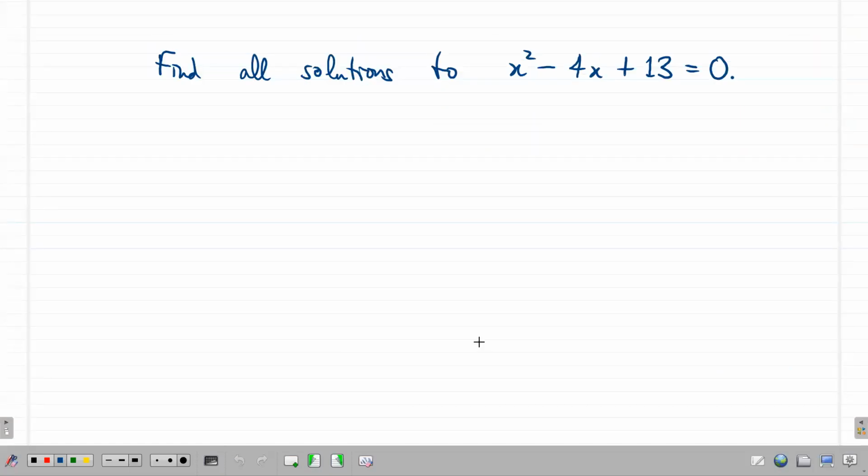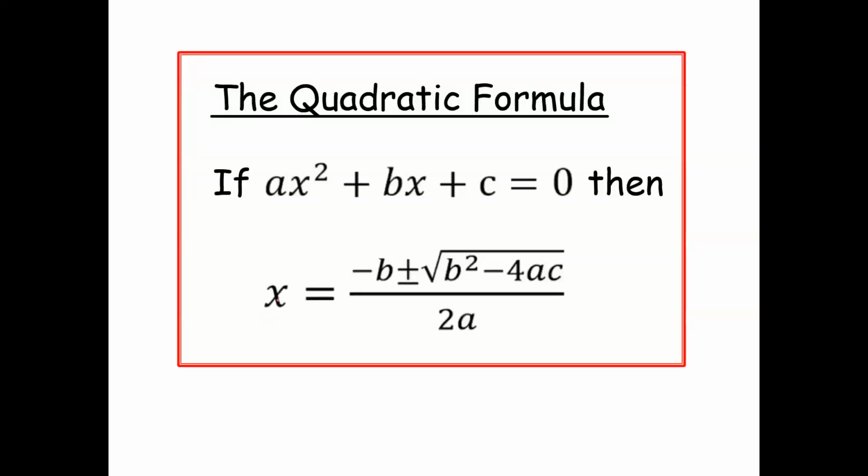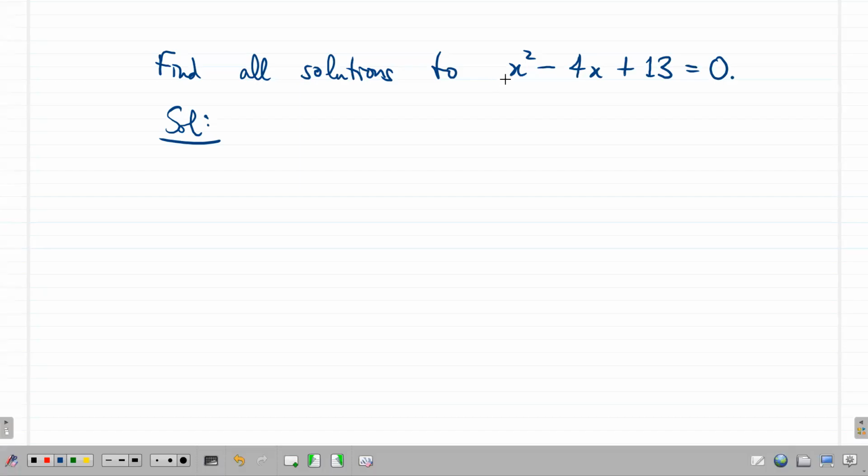Let's look at a slightly different quadratic, namely x squared minus 4x plus 13 equals 0. Again, we're trying to solve it, so we need to use our friend the quadratic formula again. Let me just remind you what the quadratic formula is. If you want to solve this guy up here, it's x equals minus b plus or minus the square root of the discriminant over 2a. Again, we're just plugging in numbers from above. A is plus 1, B is -4, C is equal to 13.